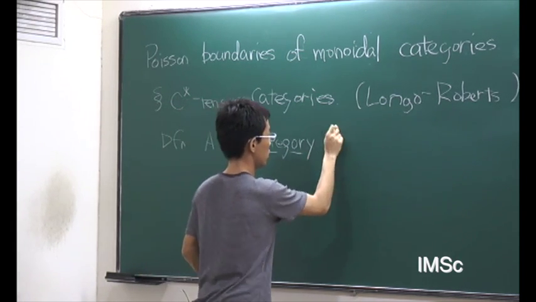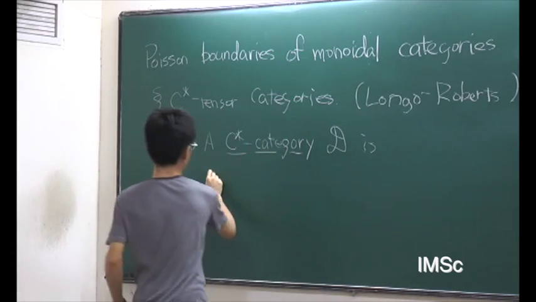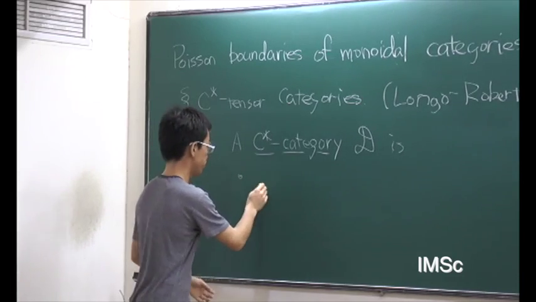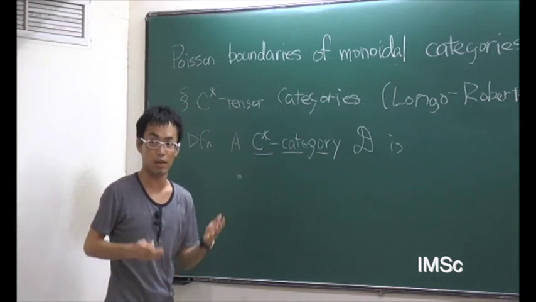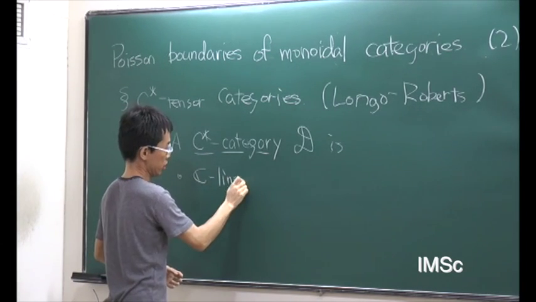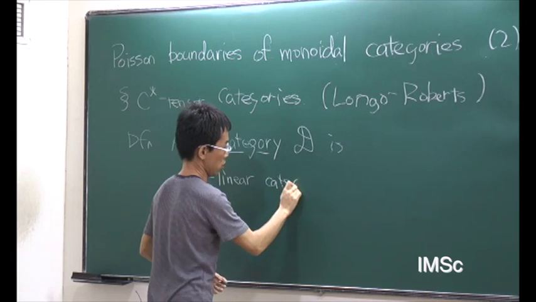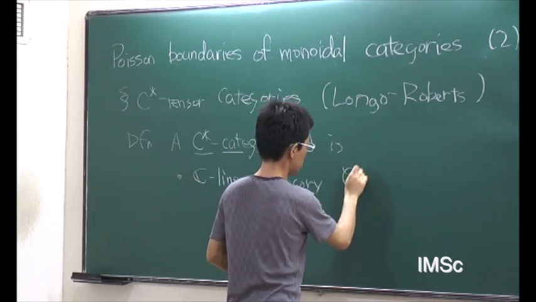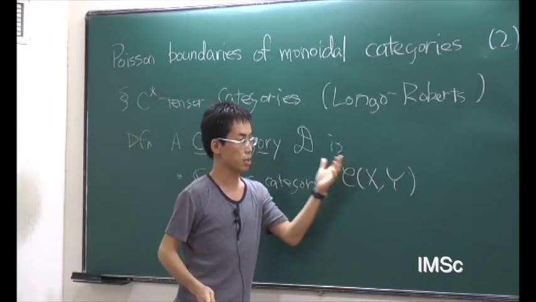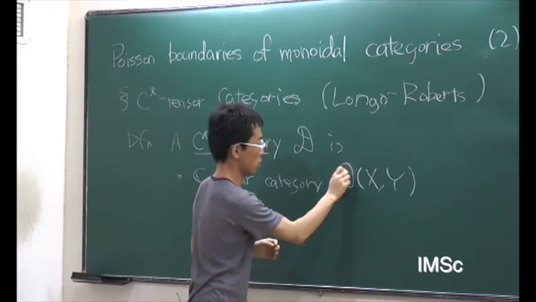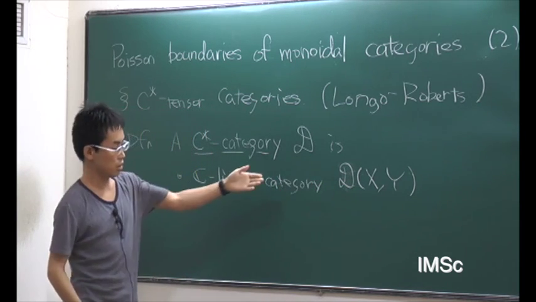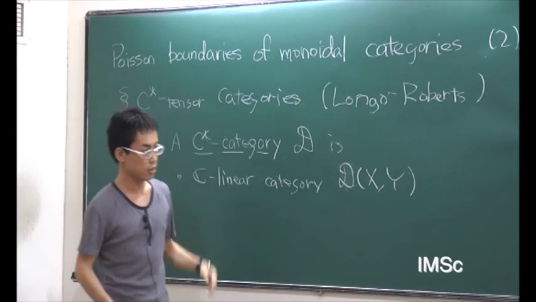So a C-star category D is, first of all, a category, so you have objects and morphisms. The morphisms are vector spaces over complex numbers. So that's called a C-linear category. I write the morphism sets like this: X and Y are objects in this category D, and when I write D(X,Y), that's the morphism set. First of all, I assume that this is a complex vector space.